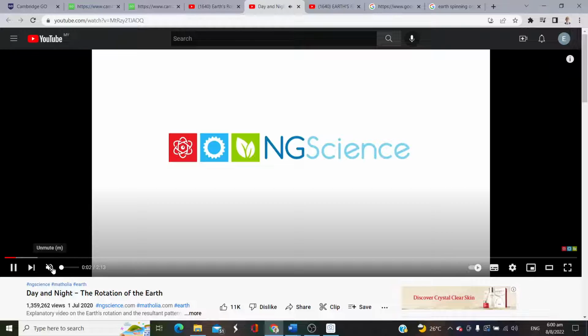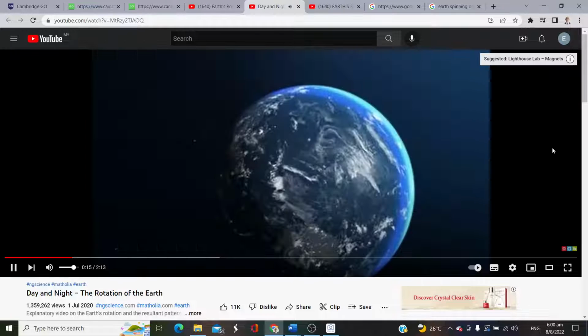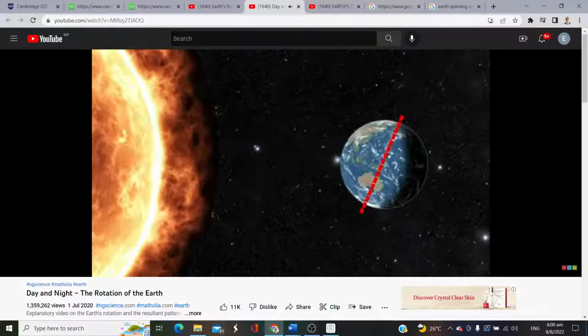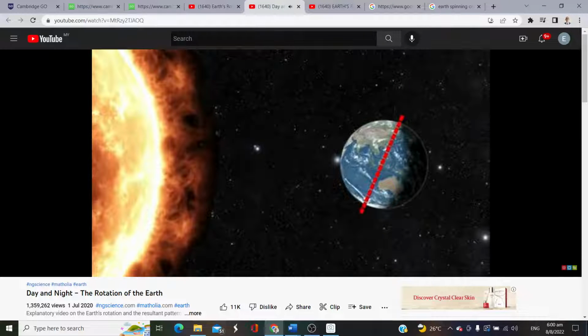What causes the repeating pattern of day and night? In space, the Earth moves in different ways. One way the Earth moves is by spinning on its axis. An axis is an imaginary line that runs through the Earth's center. This spinning movement on its axis is called a rotation.